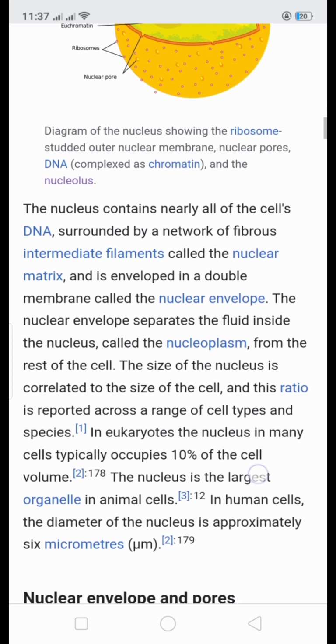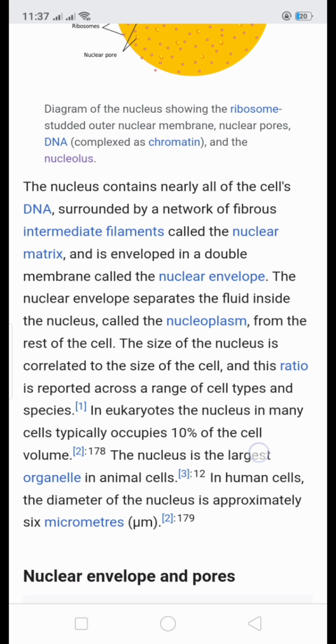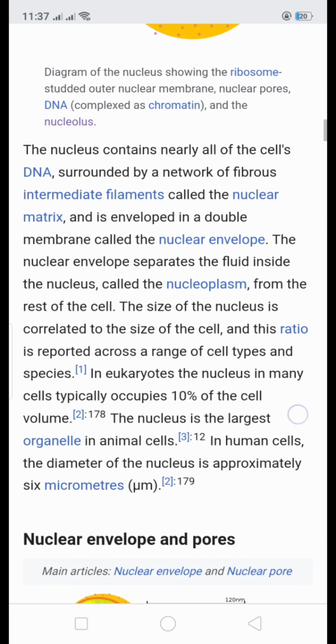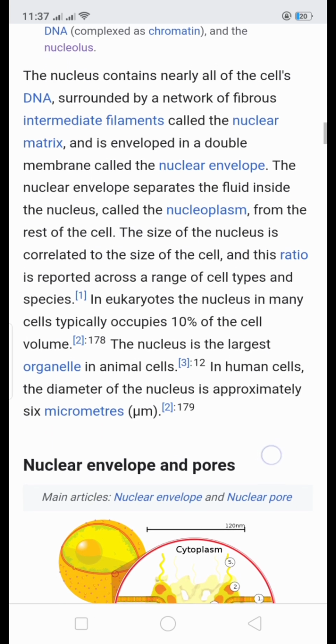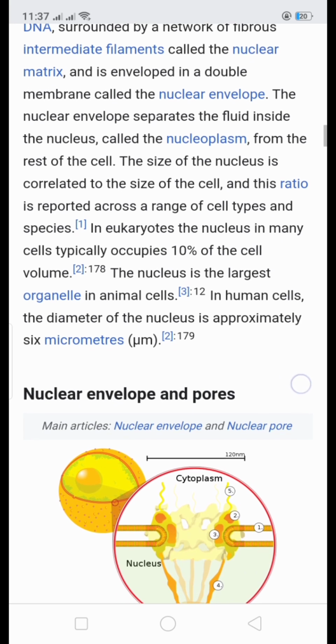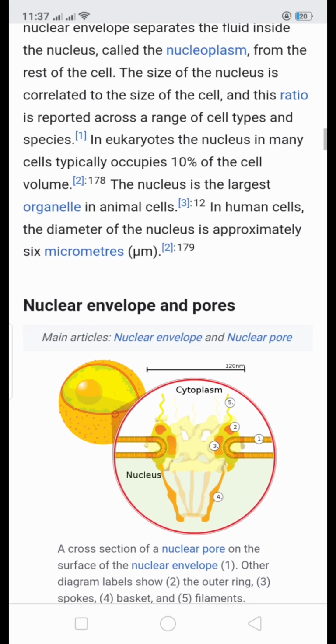The size of the nucleus is related to the size of the cell, and this ratio is reported across a range of cell types and species. In eukaryotes, the nucleus in many cell types typically occupies 10% of the cell volume. The nucleus is the largest organelle in animal cells. In human cells, the diameter of the nucleus is approximately 6 micrometers.